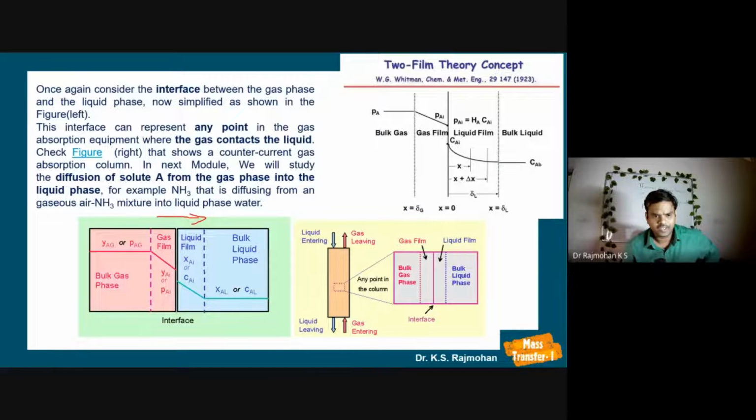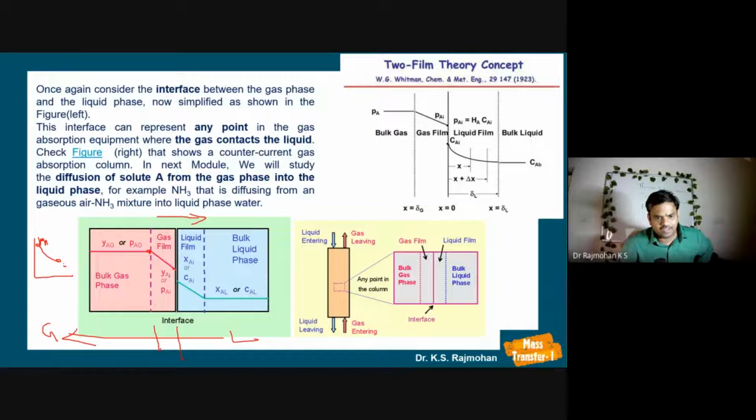So we have Pa at higher concentration and lower concentration at the interface. It is like a concentration profile diagram, similar to the temperature profile diagram in heat transfer. What will the diagram look like if the mass transfer is taking place from liquid to gas?